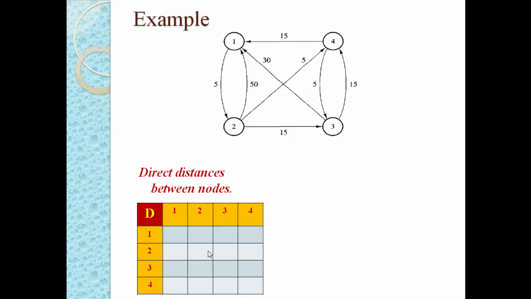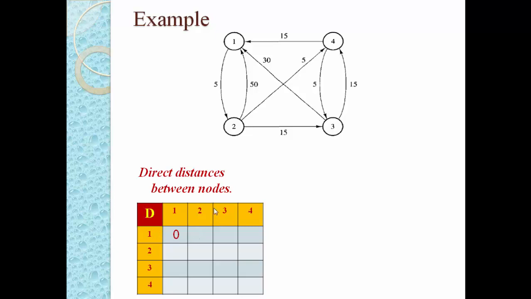So let us store all the direct distances from one node to another node in our capital D matrix. As we discussed, we consider rows as source and columns as destination nodes. So 1 to 1, is there any path from 1 to 1? It is 1 to 1, that is a self node, so the distance from 1 to 1 is 0.